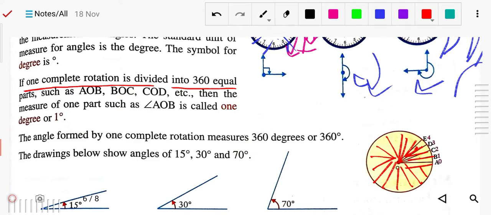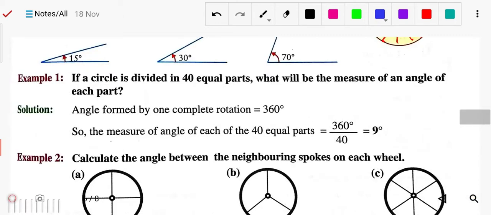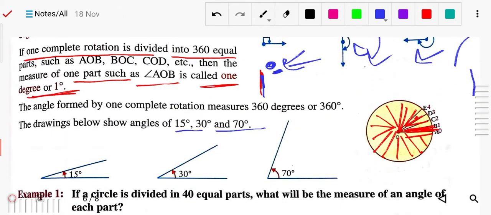And one part, AOB, this one portion only, is 1 degree. The sign of degree is just a small zero placed over the number. So this is 1 degree. Likewise, you can measure 15 degrees, 70 degrees. As your angle increases, the difference between the arms increases. At 15 degrees the difference is less; at 30 degrees, 70 degrees, it keeps increasing.